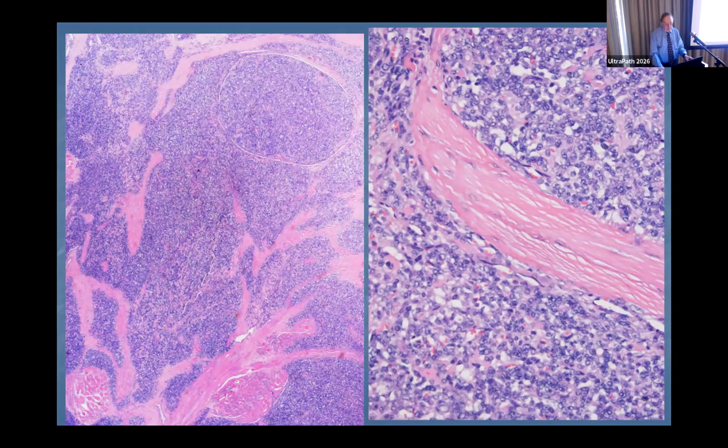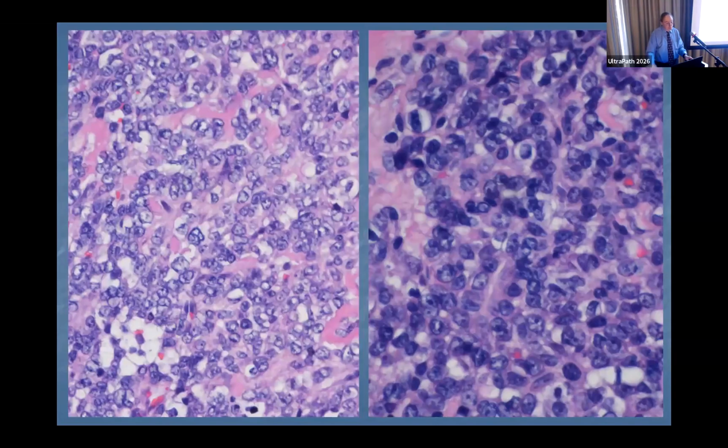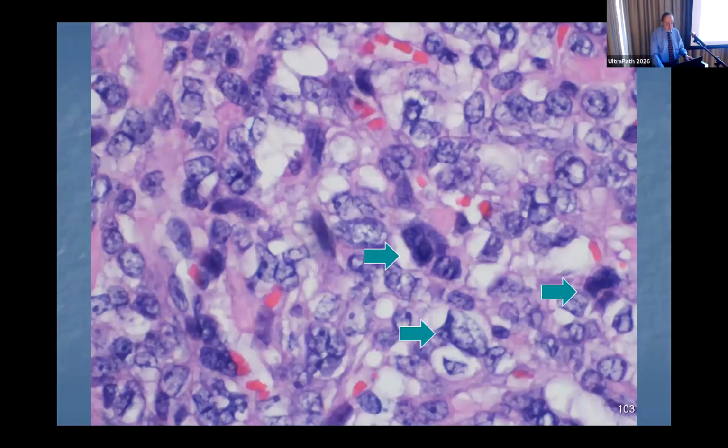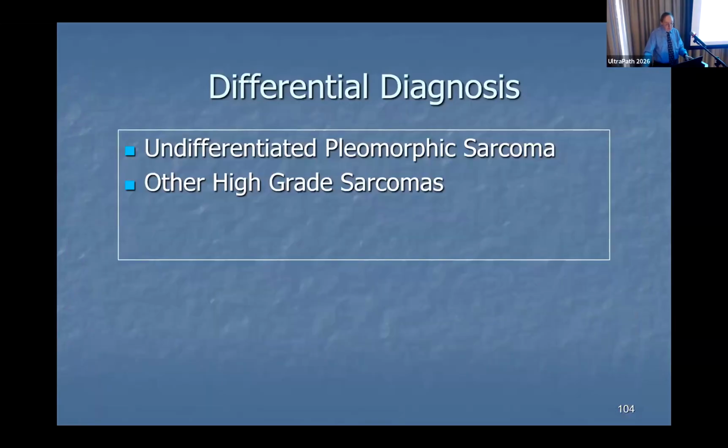Even at this low power in the right view, you can see that these are very pleomorphic looking cells. A lot of the cells don't look like each other. A lot of times when you're dealing with blastema cells, the cells look very similar from one cell to the next. These have very regular contours, a very high nuclear cytoplasm ratio, and very dense chromatin. Then you start seeing other cells which are much more pleomorphic. Some of the cells show multinucleation, and it really doesn't declare itself as far as its origin goes. So looking at this, the differential diagnosis based on just the H&E is undifferentiated pleomorphic sarcoma versus other high-grade sarcoma.